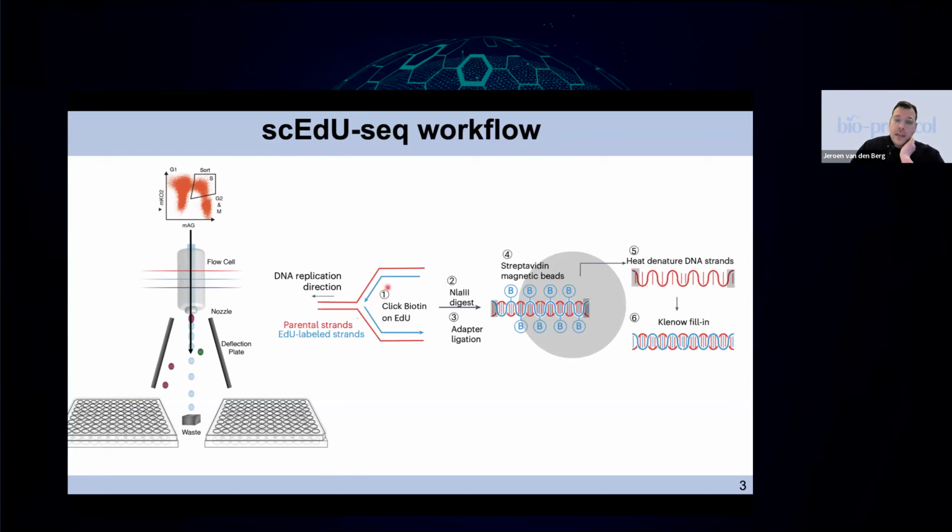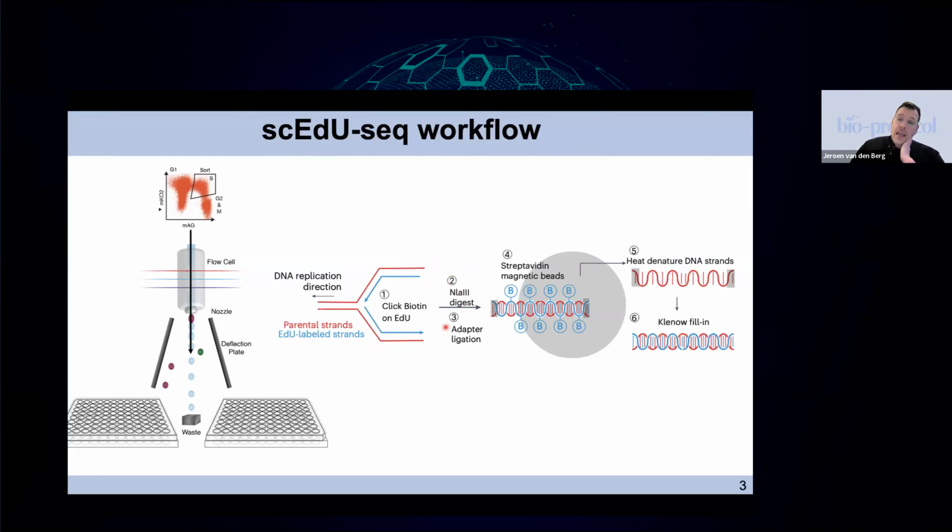And we can do this for a variety of labeling times. And once we fix the cells, we can use click chemistry to click on a biotin on this EDU molecule. So now we have specifically clicked the biotin molecule on our EDU labeled DNA. Subsequently, in these plates, we now digest the genome with a restriction enzyme.